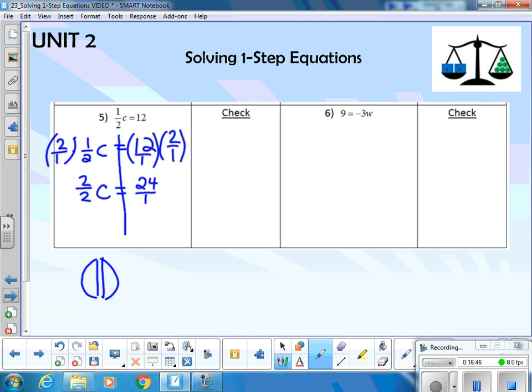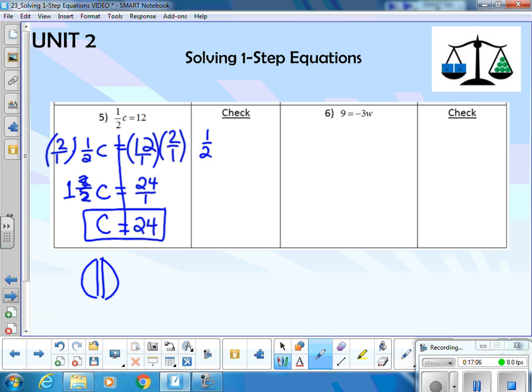And then I can simplify by getting rid of my fractions. 2 over 2 is the same thing as 1. 1c is the same thing as c. 24 divided by 1 is just 24. So my answer is 24. Let's check that out and see if that works.